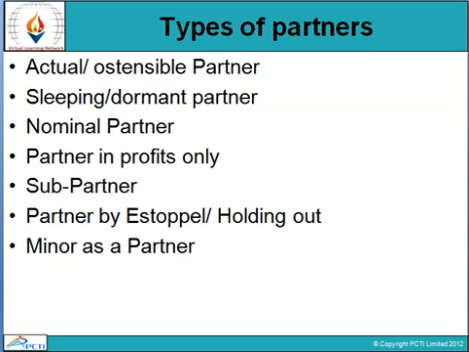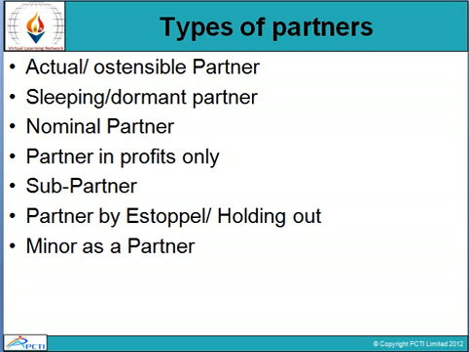Partner in profit only. If it has been agreed among partners that a particular partner shall have a share in the profits only and not be liable for losses, such a partner is known as a partner in profit. Sub-partner. When a partner agrees to share his profit derived from the firm with a third person, that third person is known as a sub-partner.